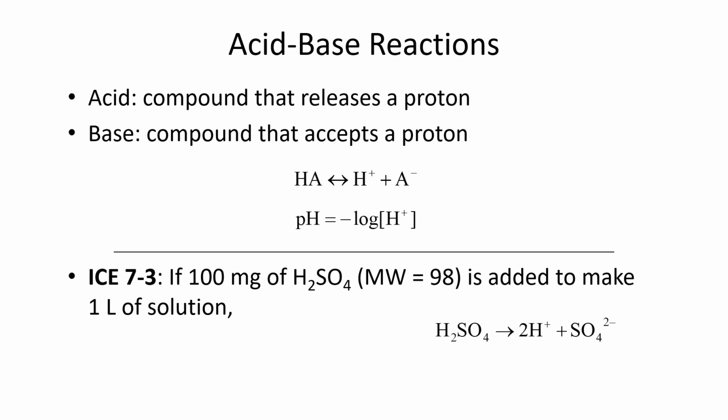So this next problem on our in-class exercise, let's say what if we had 100 milligrams of H2SO4 and it makes a liter of solution. So what's going to be the final pH? To know the pH, what we're trying to find here is the hydrogen ion concentration. So let me pause for a second. I'd like you to try and tackle this one.